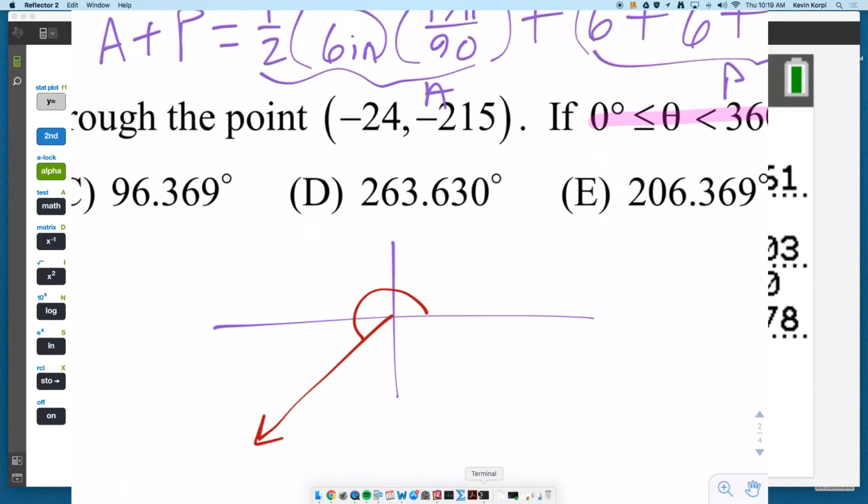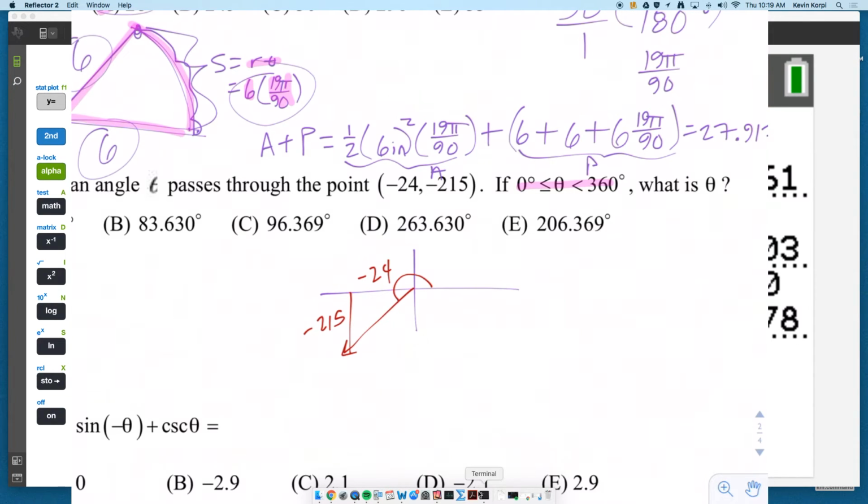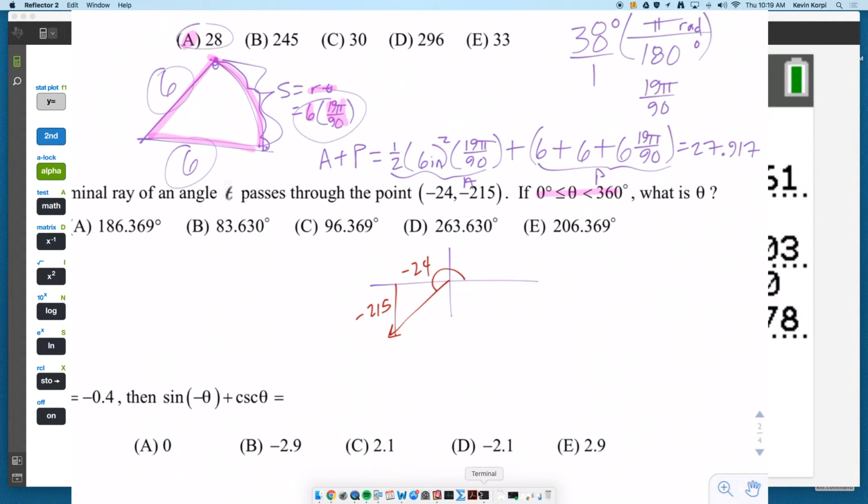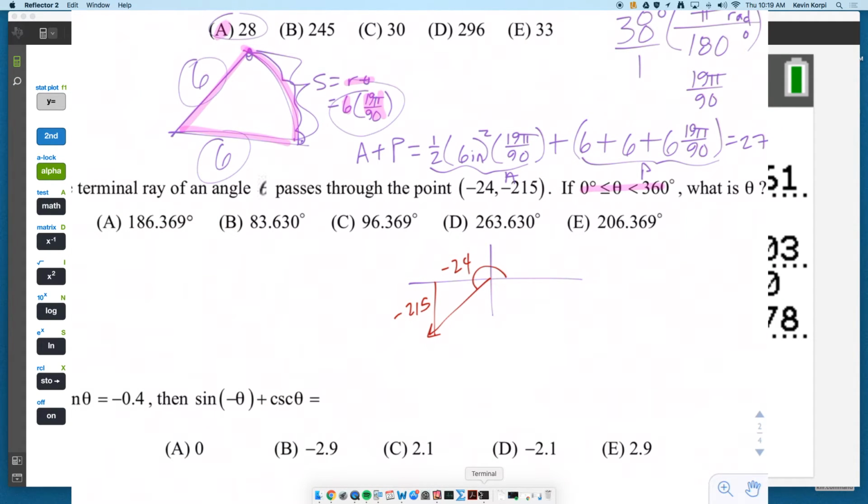So negative 24, negative 215. I'm just going to draw that. If you drop a perp, this is negative 24, this is negative 215. Now, if you know it lives in quadrant 3, can you eliminate any answer choices? It's got to be between 180 and 270. Can't be B, can't be C. Okay, but it could be any of the others, right?